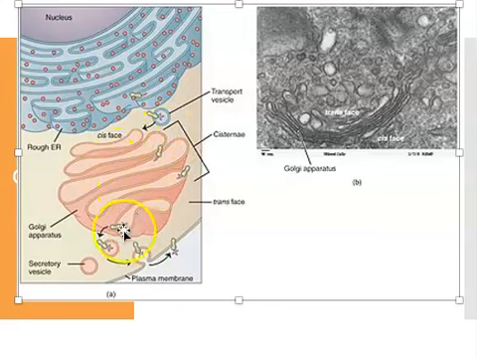Once the modification is complete, the protein will be packaged into another transport vesicle and it will be sent out to wherever its final destination is. In this drawing, the final destination is outside of the cell. This protein is going to be secreted from the cell.